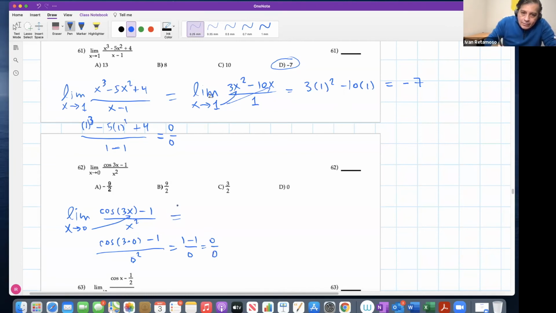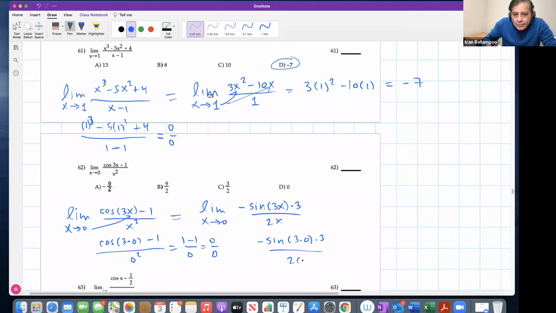L'Hopital's rule says take the derivative of this guy. The derivative of cosine of 3x is minus sine of 3x times the derivative of the inside function 3x, which is 3. Derivative of the constant is 0, over the derivative of the denominator, 2x. Now, L'Hopital says try again. But if you try again, you're going to end up with sine of 3 times 0, times 3, over 2 times 0. Sine of 0 is 0. 0 times 3 is 0. 0 times 2 is 0. 0 over 0 again. Don't get discouraged.